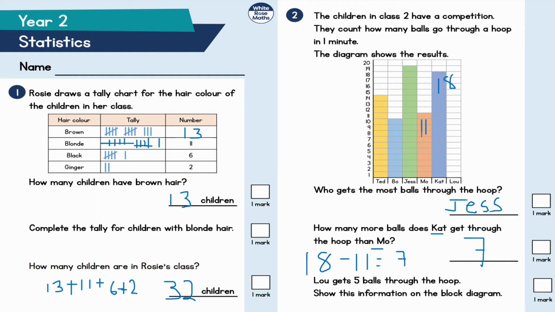Lou gets 5 balls through the hoop. Show this information on the block diagram. Well, it's going to look something like this. With your pencil and ruler, you would go up to 5, go across, and then go down like that. And then you can even colour it in actually if you want, a certain colour. That question.